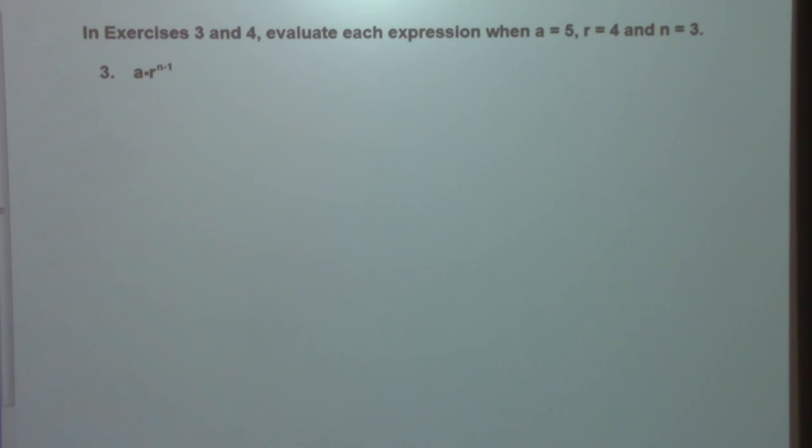And this one here, 3 and 4, is a similar type of problem, except you have an R, and R is what is called a common ratio. So we're going to run into that starting today. So now we can work this problem out. We have A, and A is equal to 5 times R, and R is equal to 4 to the power of n minus 1, so that's going to be the power of 3 minus 1. And then, if we work this out, we get 5 times 4 to the power of 2.